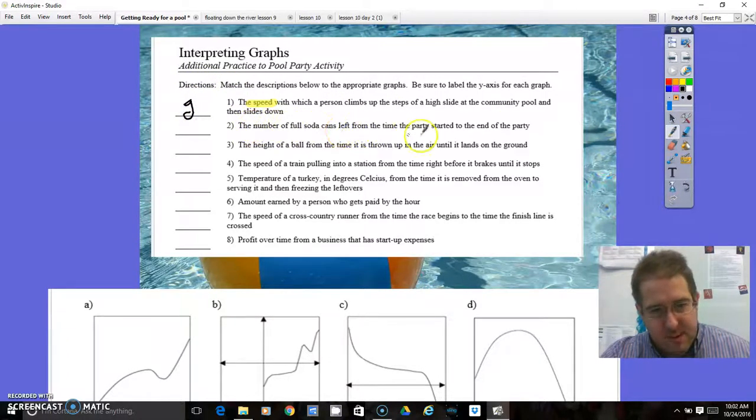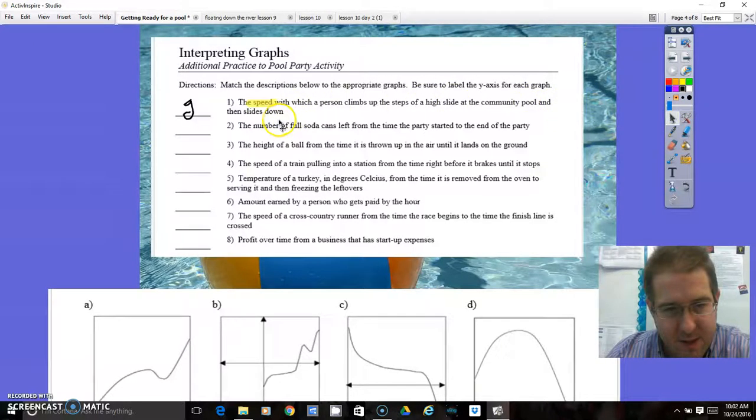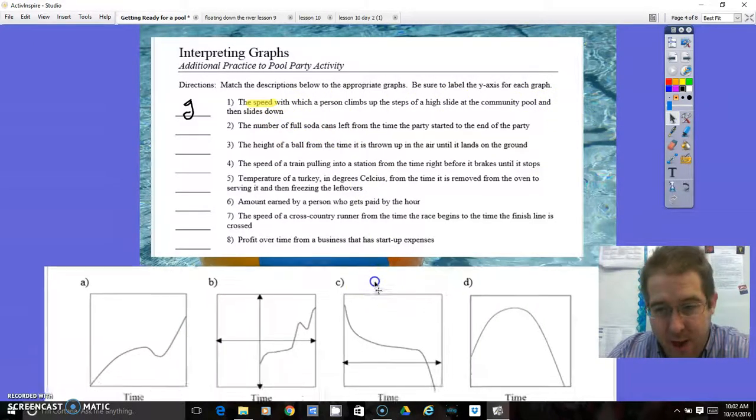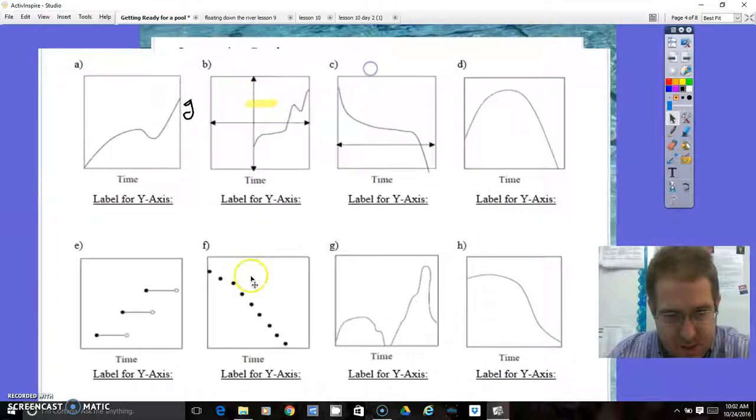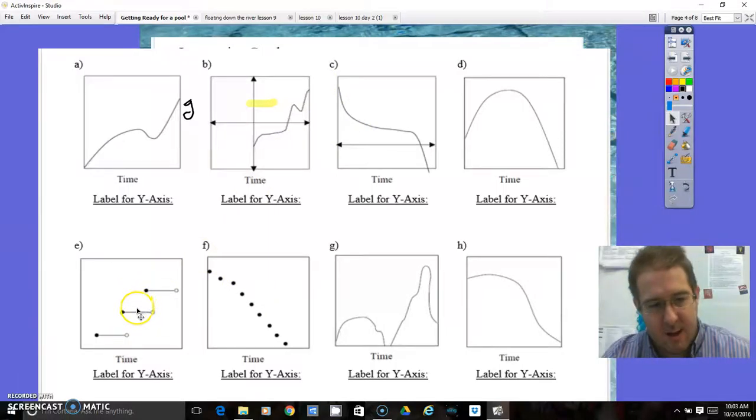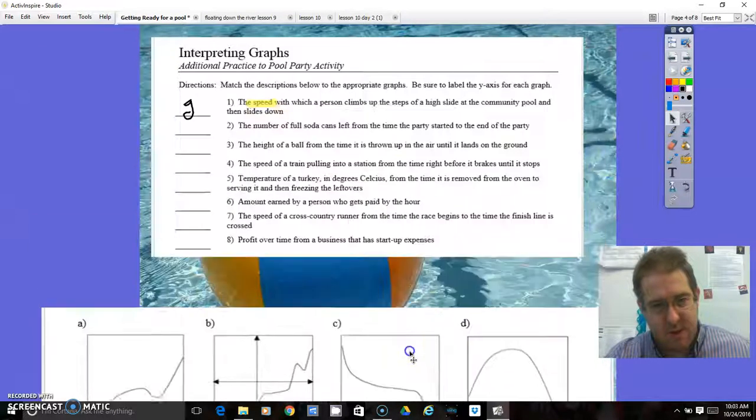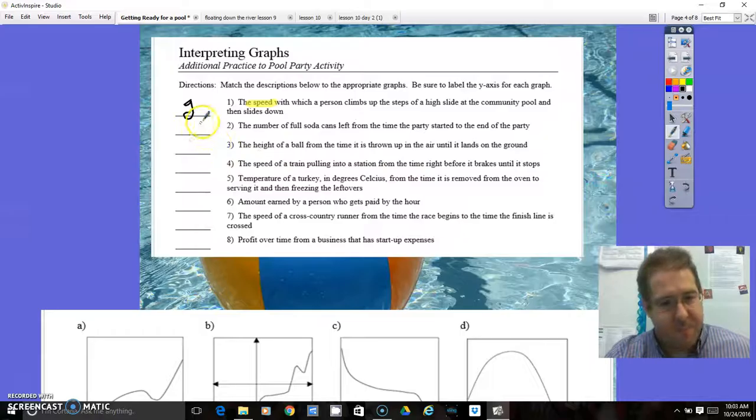The number of full soda cans left at the time the party started until the end of the party. Now, this is kind of a giveaway. This is full soda cans. Can you have half a full soda can? No, you cannot. So you know it's going to have to be discrete. It's got to be one of these two right here. This one's, we'll talk about this one. It's kind of a version of discrete. And it's this one. So the amount of soda cans, so somebody took a soda can, took a soda can, took a soda can, and so forth. So that one's definitely F. And the fact that it's a discrete question kind of gave that away.